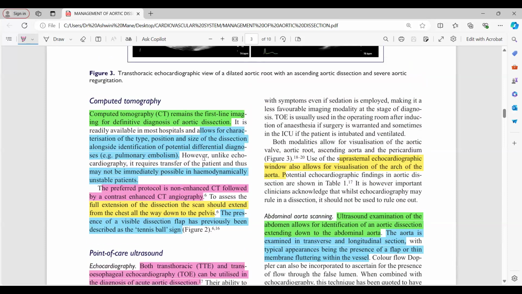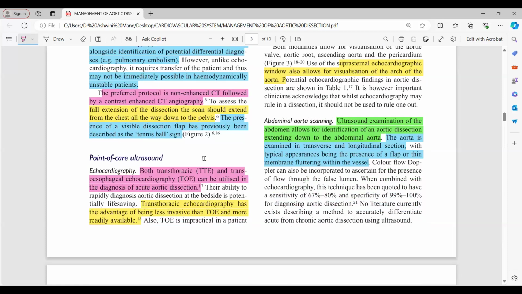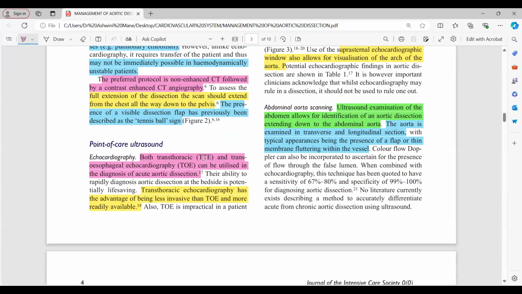So the suprasternal echocardiographic window will allow for visualization of the arc of the aorta. Now regarding abdominal aorta scanning, ultrasound examination of the abdomen allows the identification of aortic dissection extending down to the abdominal aorta. The aorta is examined in transverse and longitudinal sections, with the typical appearance being the presence of a flap or thin membrane fluttering within the vessels.